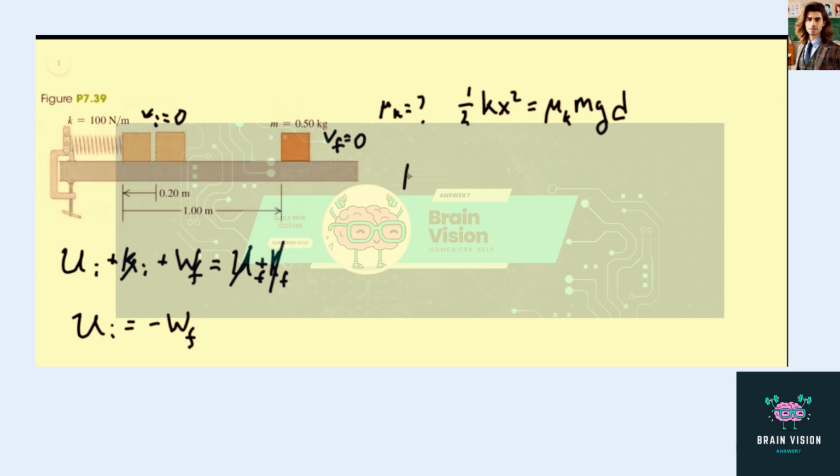So, fairly straightforward, we solve: mu equals kx squared over 2mgd. Put in all of our numbers for these things, and we find that the kinetic coefficient of friction is 0.41.